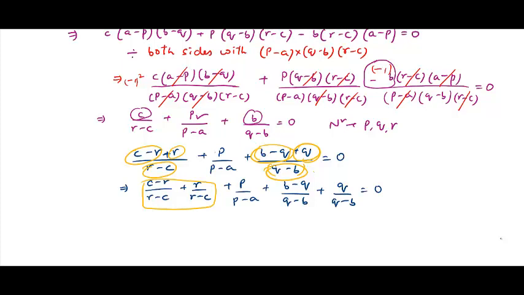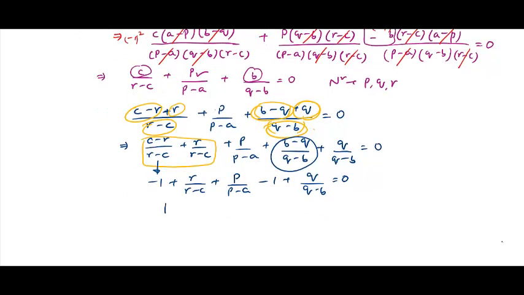Equal to 0. Now this quantity is minus 1 plus r upon r minus c plus p upon p minus a. This quantity is again minus 1 plus q upon q minus b equals 0. Alright, and now if I simplify and rearrange, we get p upon p minus a plus q upon q minus b plus r upon r minus c equals 2. So the value of this expression becomes 2, and this is the required answer.